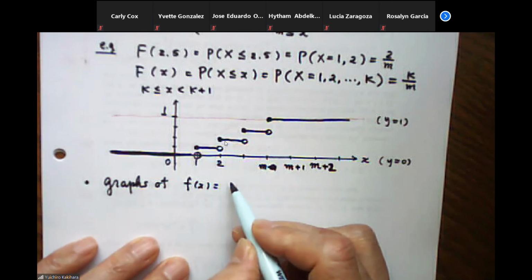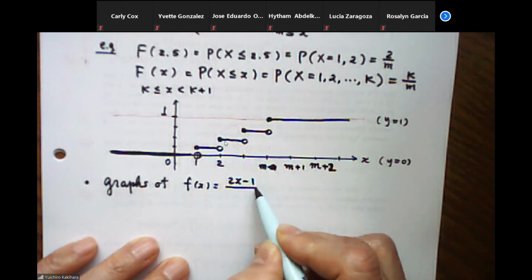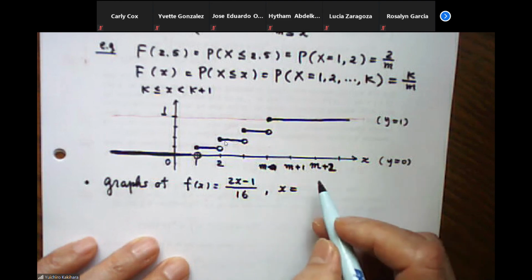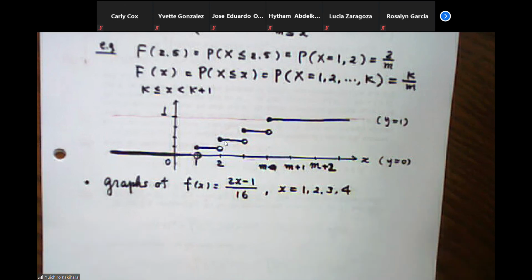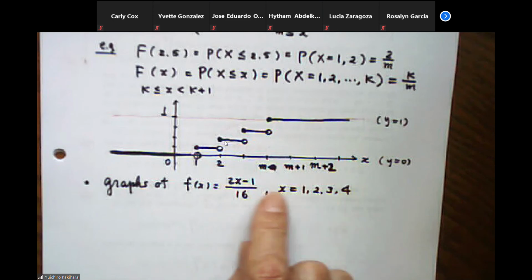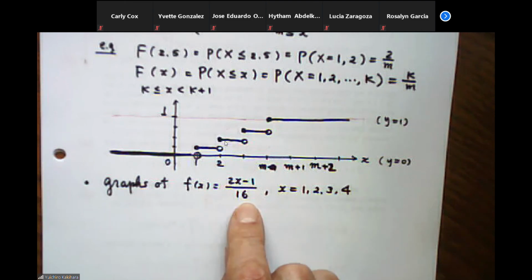This is a probability mass function given by f(x) = (2x minus 1) divided by 16, and x is equal to 1, 2, 3, 4. Only for 1, 2, 3, 4. But the probabilities are different. When x is equal to 1, f of 1 is 1 over 16, as you can see. When x is 2, 4 minus 1 is 3, so it's 3 over 16. Then 5 over 16. For 4, 7 over 16. Okay, those are the values of the probability mass function.